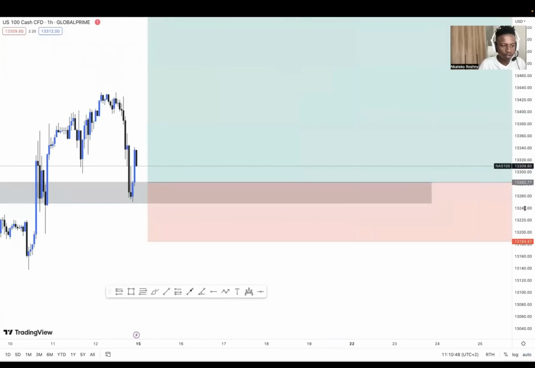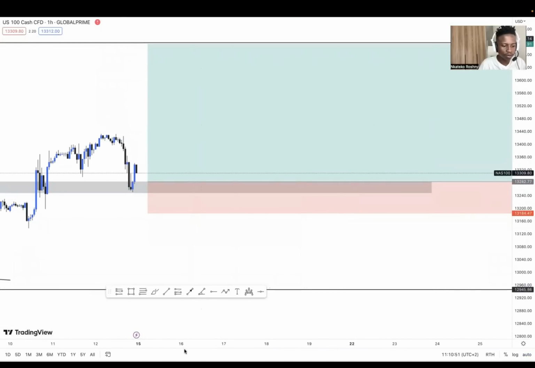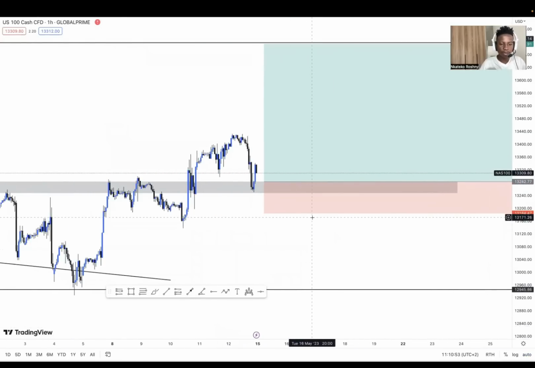So here, guys, we're just going to enter our buys going to the top side. We're not going to stop. We're still going to be pushing to the top side.